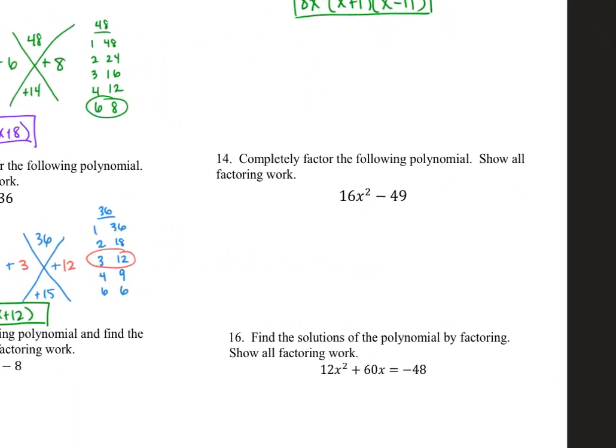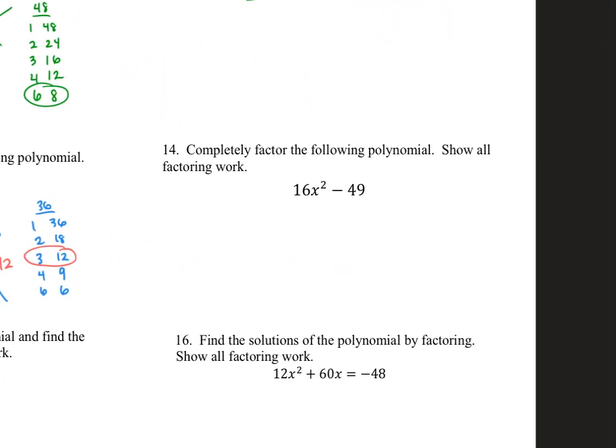All right, problem number 14, completely factor the following polynomial, show all factoring work. So in this case, you're going to need to be able to recognize this as being difference of two squares. 16x squared is a perfect square, and the square root of that is 4x. 49 is a perfect square, and the square root of that is 7. So remember, this factors as 4x plus 7 and 4x minus 7. This is difference of two squares.